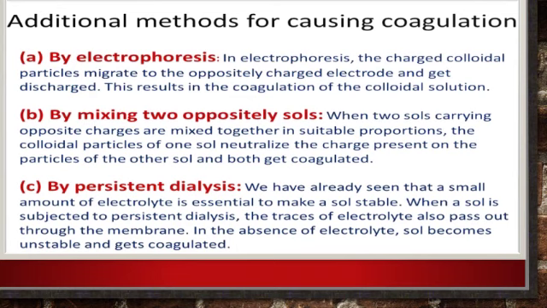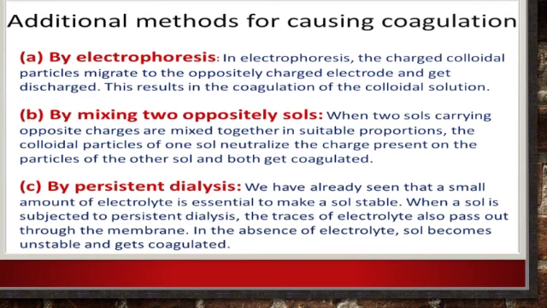The next method is mutual precipitation, or mixing two oppositely charged sols. When two sols carrying opposite charges are mixed together in suitable proportions, the colloidal particles of one sol neutralize the charge present on the particles of the other sol and both get coagulated.